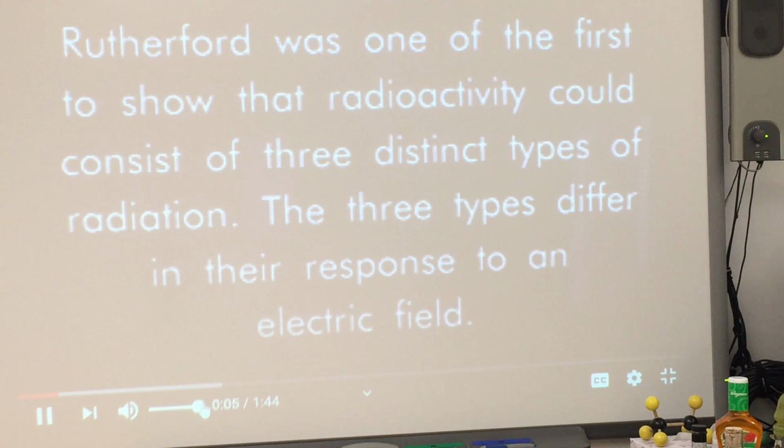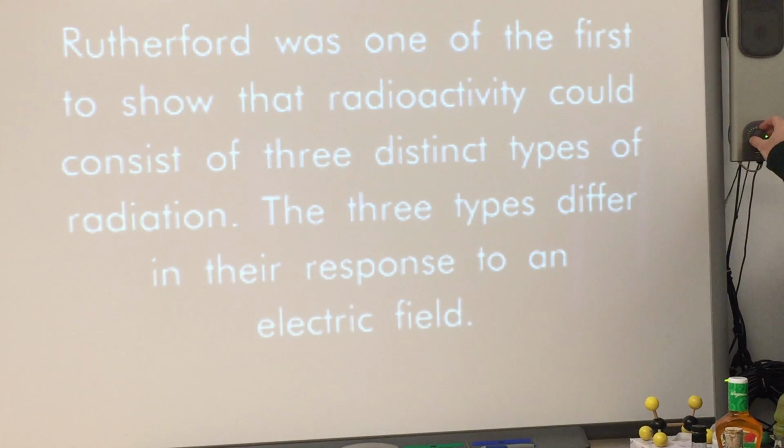First to show that radioactivity could consist of 3 distinct types of radiation. The 3 types differ in their response to an electric field. A source of radioactivity is passed through a hole to form a beam. The beam is directed at a fluorescent screen, which is illuminated when it is struck.